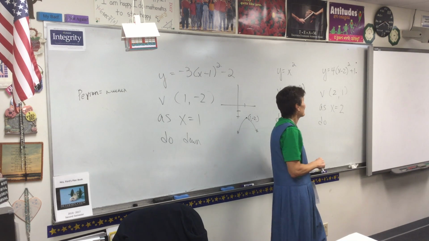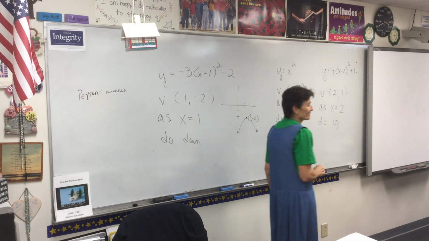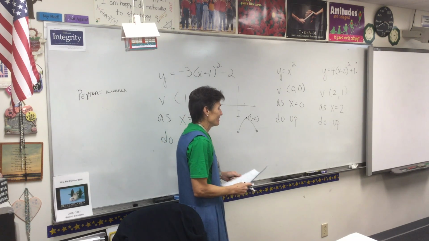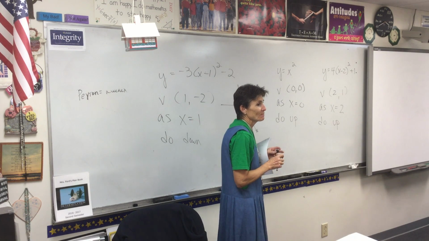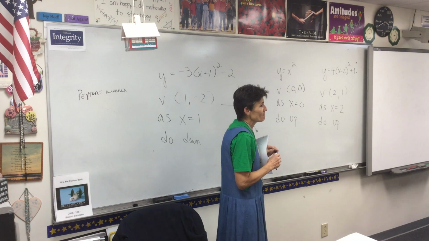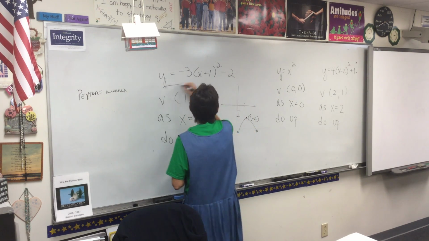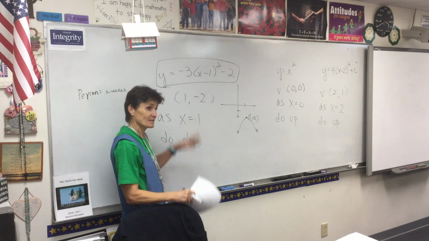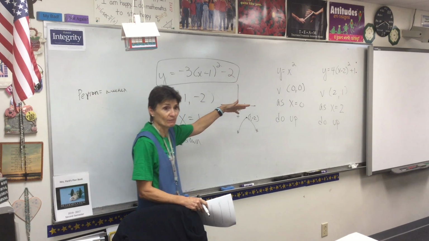And the direction of opening for this guy is up. Now, that is pretty easy. You have to admit, that is pretty easy. Unfortunately, most of the time, our equations don't come to us written in this beautiful vertex form. This is called the vertex form because you can look at it and see the vertex.